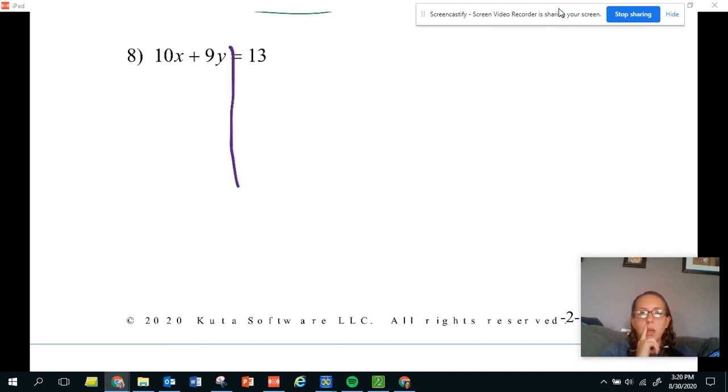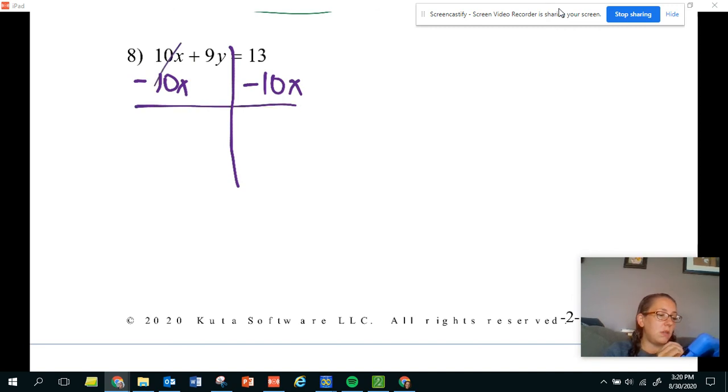All right. So same 2 steps. I'm going to move my x's to the right. So I'm going to minus 10x, minus 10x. Cancel those out. Bring down my 9y. And remember, the 13 and the 10, they don't go together because one has an x and one doesn't. So I'm going to just list them out one after the other.